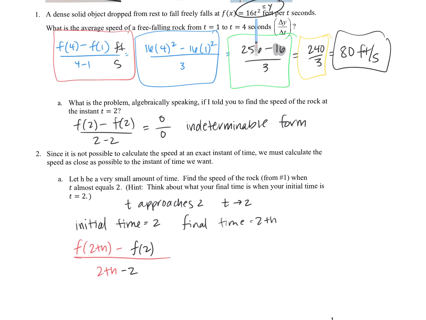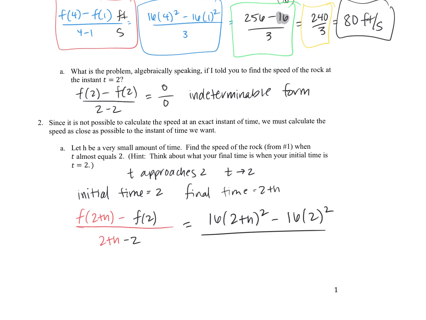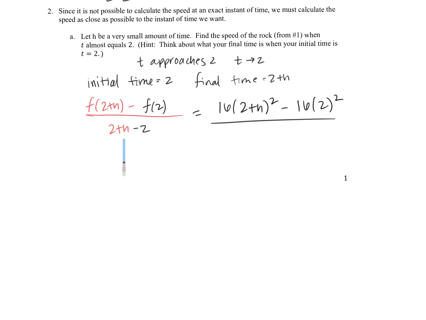If I plug that in, wouldn't I have 16 times 2 plus h squared minus, okay, guys, I know we're almost out of time. Here's what I want to do. Just plug in 2 to my function, which was 16 times 2 squared, all over, what is this going to simplify to be? What's 2 plus h minus 2 going to simplify to? Just an h. That's where we're going to end.